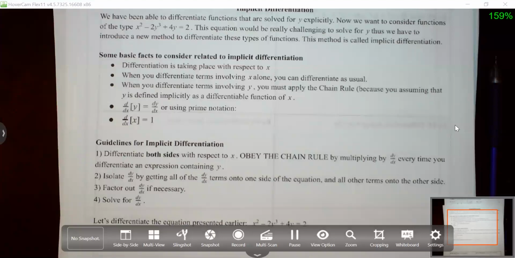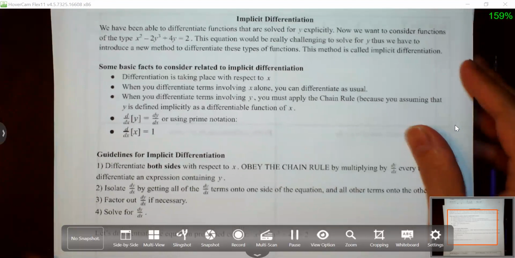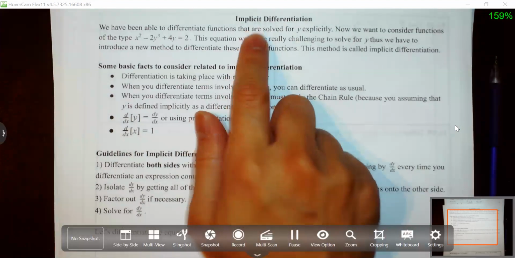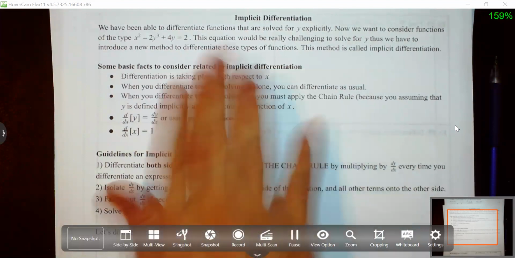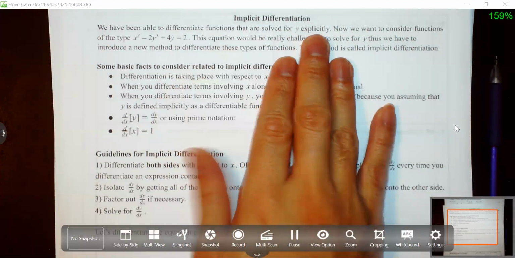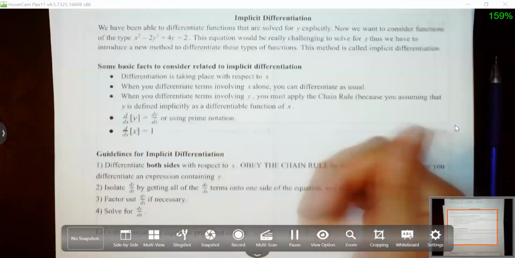So today's topic is implicit differentiation. Now, what we are talking about when we say implicit differentiation is there is a difference between an explicit equation and an implicit equation. All of the equations that we have dealt with have been explicit equations. What an explicit equation is, it tells you y equals something or x equals something.